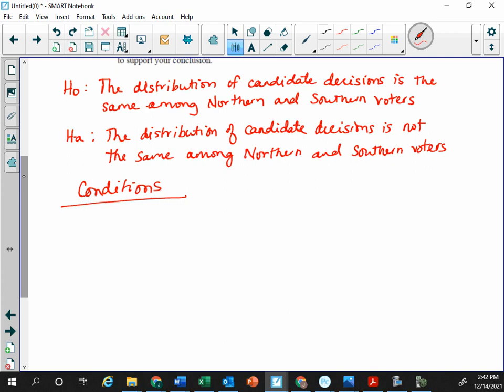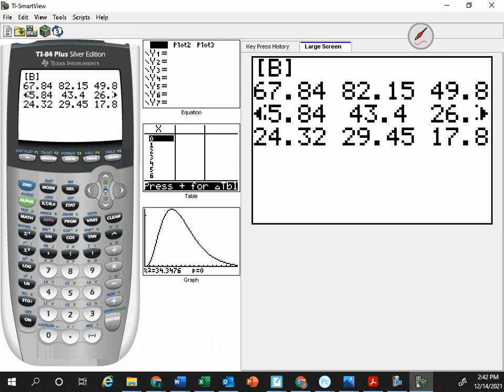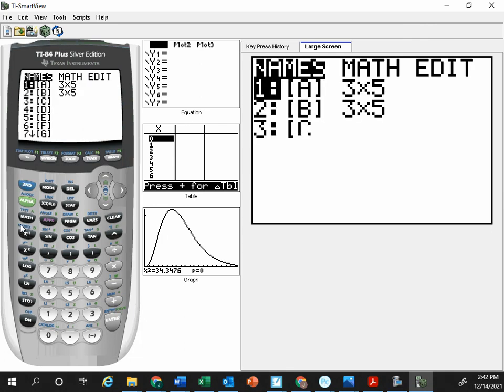All right, conditions. So first, the expected count's greater than or equal to 5. What do we have to do to find that? The same thing. Yeah, we're going to actually do the chi-square test and look at it. It's fewer numbers this time, guys. What kind of matrix do we have? What size? 2 by 2, yes.